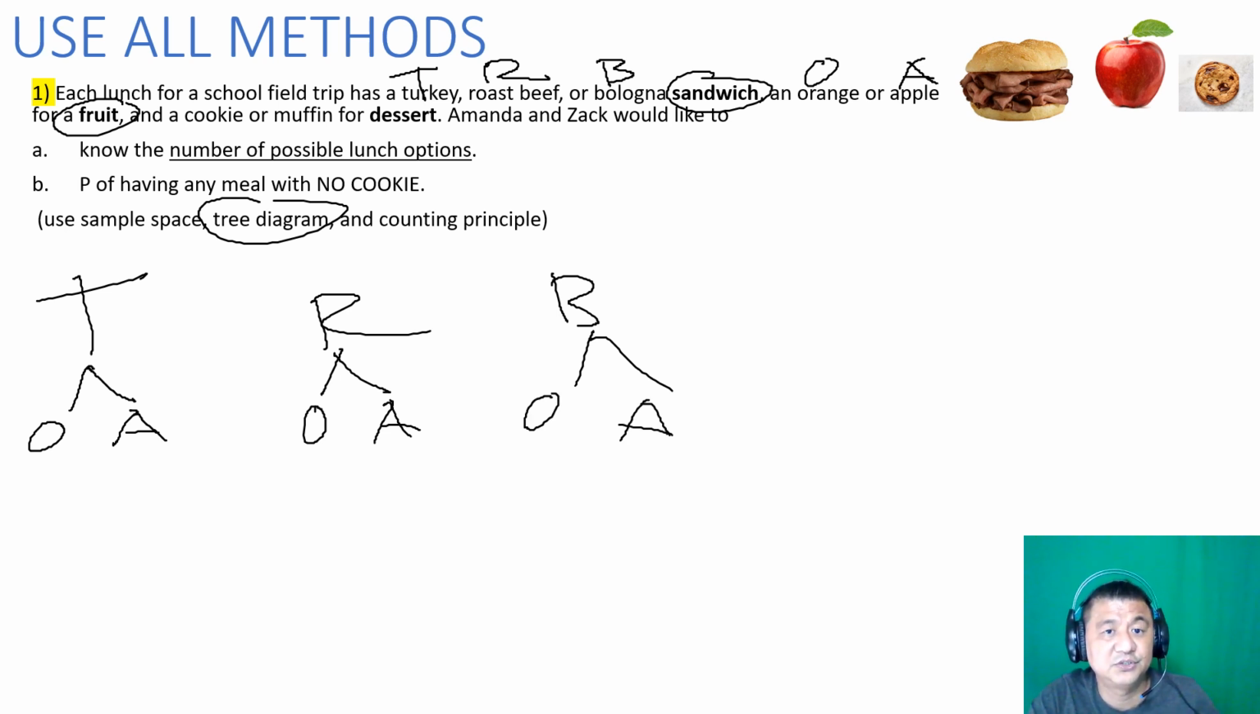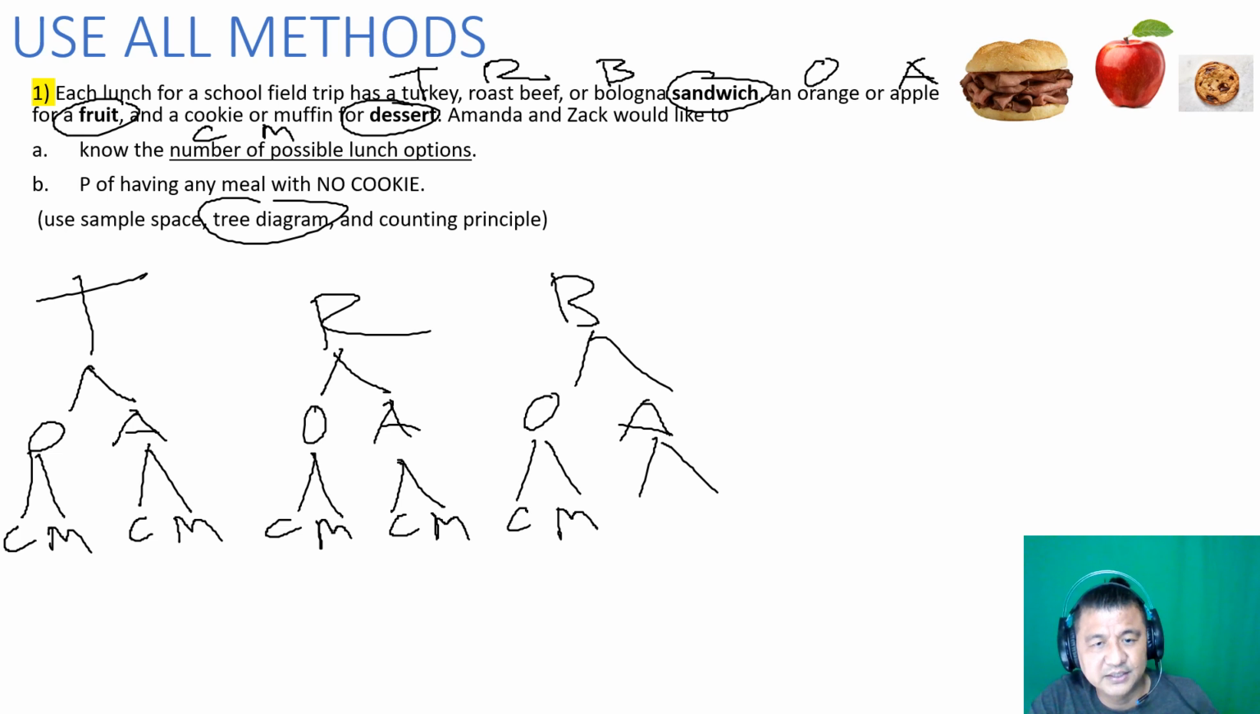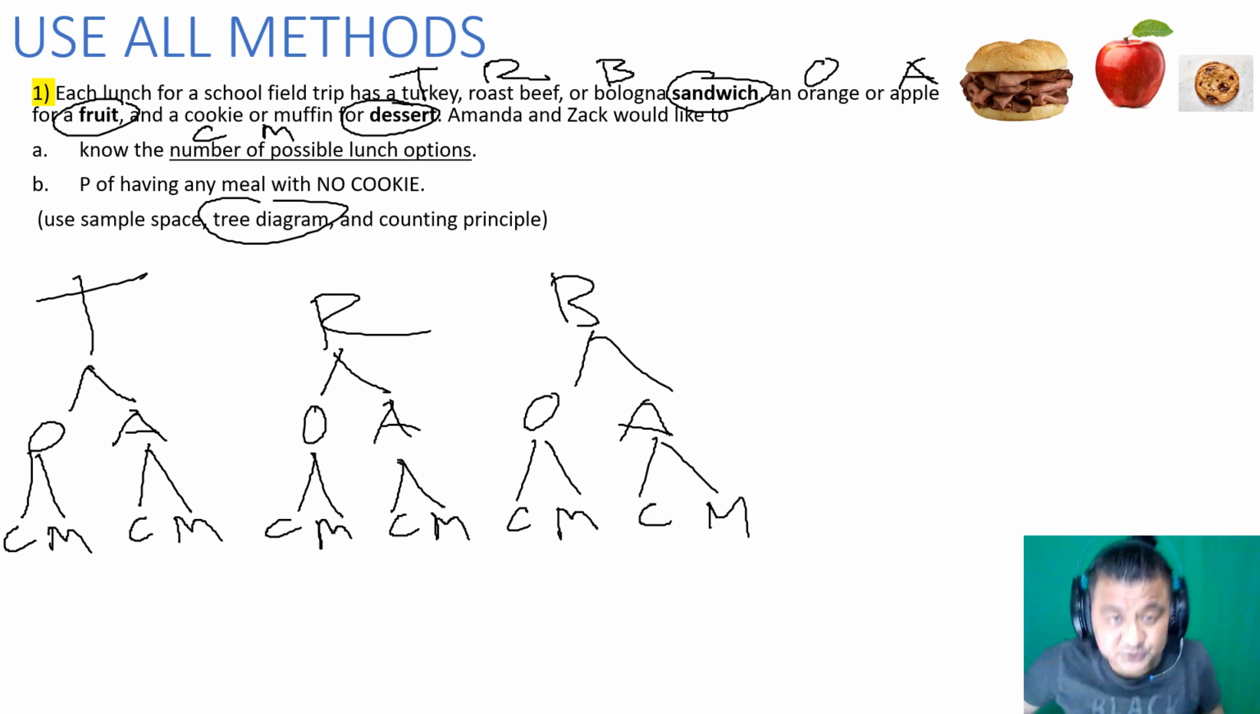Next, for a dessert, I'm required to get a dessert. That could be a cookie or a muffin. So turkey, orange, followed by a cookie or muffin. Turkey, apple, followed by a cookie or muffin. So let's put that on each of these branches so that the tree diagram could show the sample space. Okay, so that's the final result.